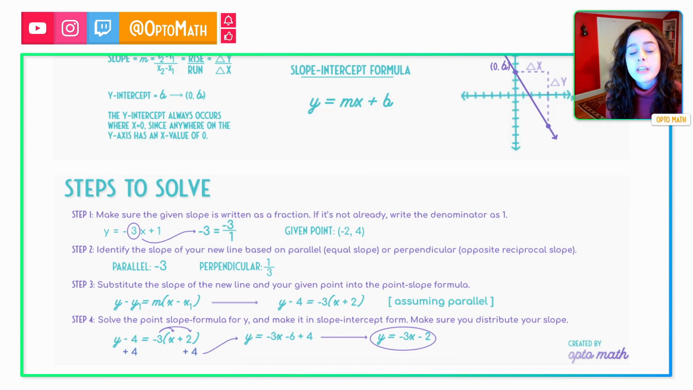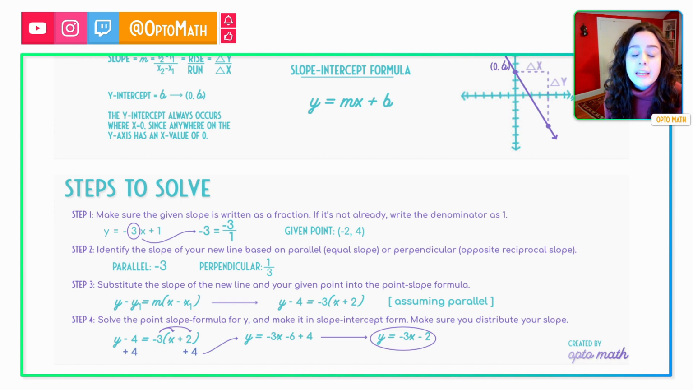So let's say you're given an equation. You want to write an equation through a given point that's parallel or perpendicular to that given equation. Here are the steps to solve problems like that. So you're given an equation, y equals negative 3x plus 1, and you want to make sure you write your slope as a fraction, just in case you have to find a perpendicular slope.